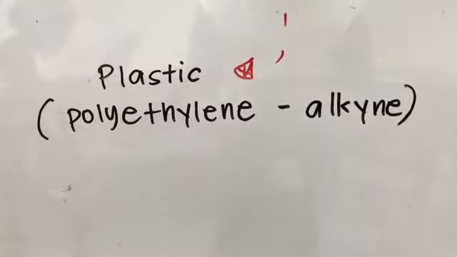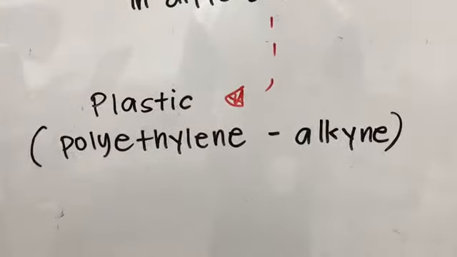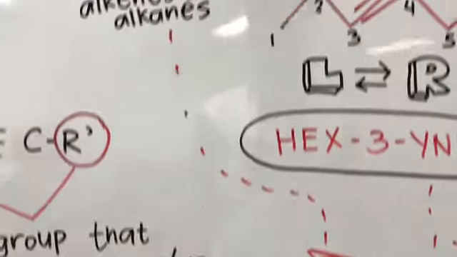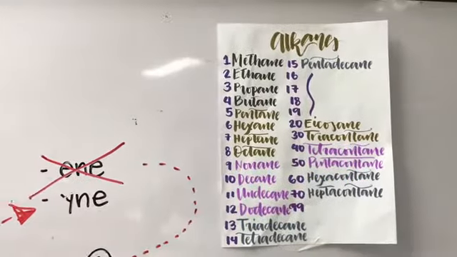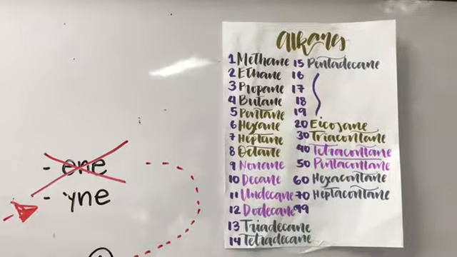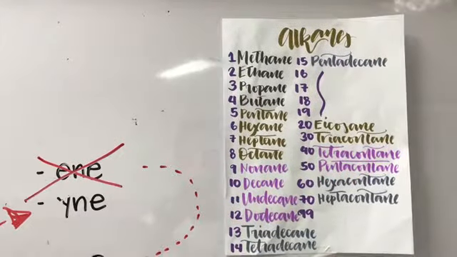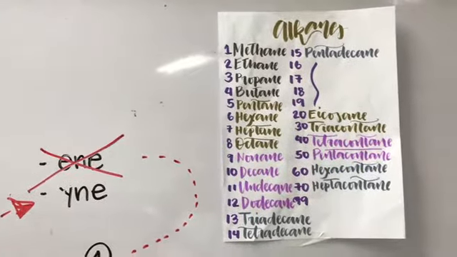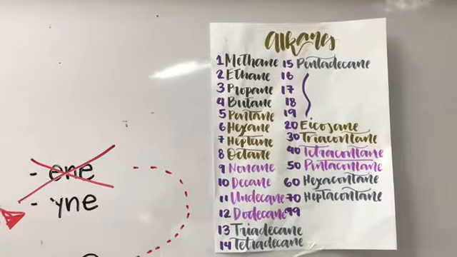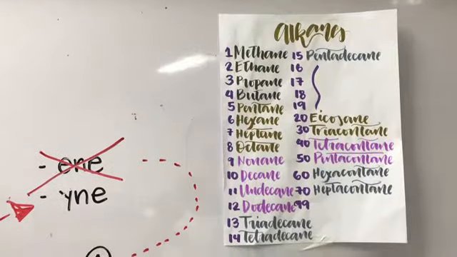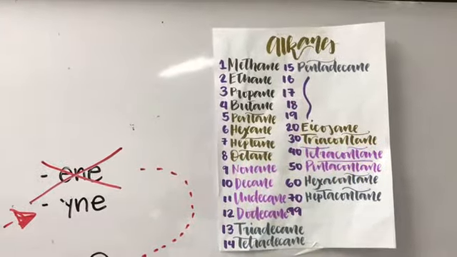Now here are the common names of alkynes. 1. Methyne. 2. Ethyne. 3. Propyne. 4. Butyne. 5. Pentyne. 6. Hexyne. 7. Heptyne. 8. Octyne. 9. Nonyne. And 10. Decyne. Basically, we still use the same rules in naming alkanes, but this time, we use the suffix "-yne" for alkynes.